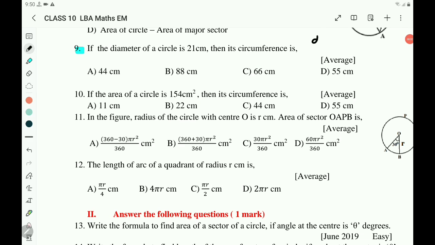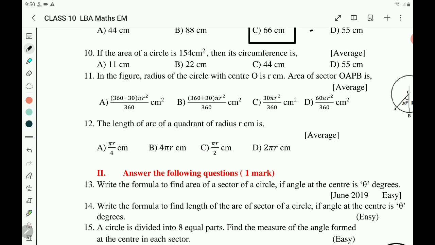Otherwise you take D equals 2R equals 21 centimeter. Then the perimeter is 2 pi R, which is equal to pi into 2R. Pi is 22 by 7, 2R is 21. Same. Again you will get 22 into 3, 66. You can use any one of the methods. Here the answer is option C, 66 centimeter.